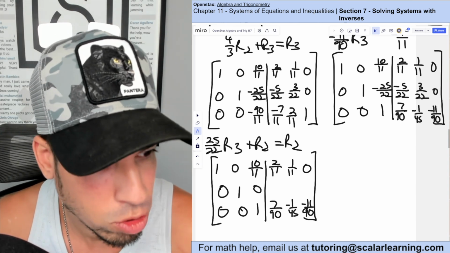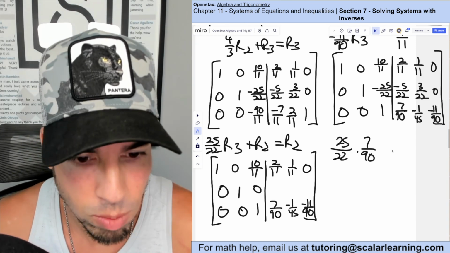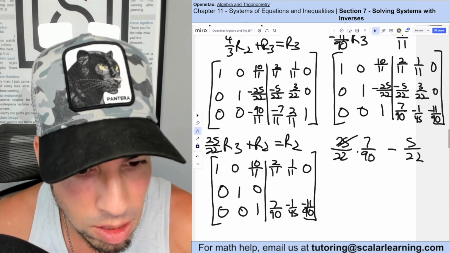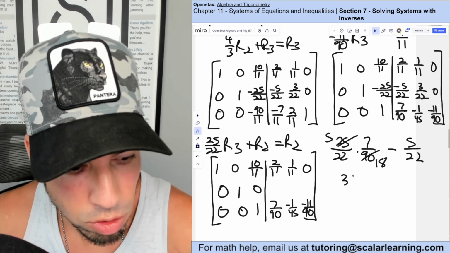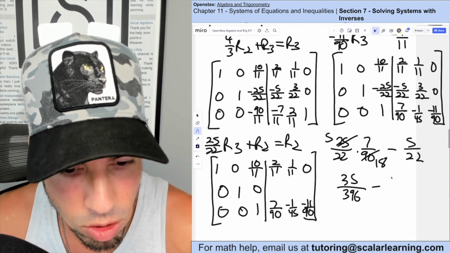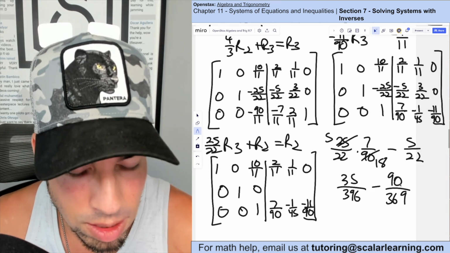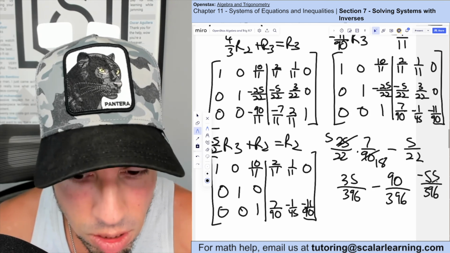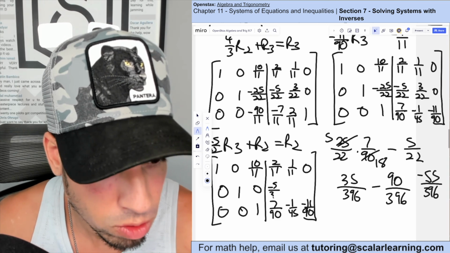Now the trickier part. So we got 25 over 22 times 7 over 90. And then we're going to add that to negative 5 over 22. First, let's simplify this side. Divide these two by 5. And we got 18 and 5. So that's 35 over 396 minus. And then if I multiply this by 18 over 18, that's 90 over 396. That's going to be negative, what is that, 55? So negative 55 over 396. Both of these can be divided by 11, and you get negative 5 over 36.